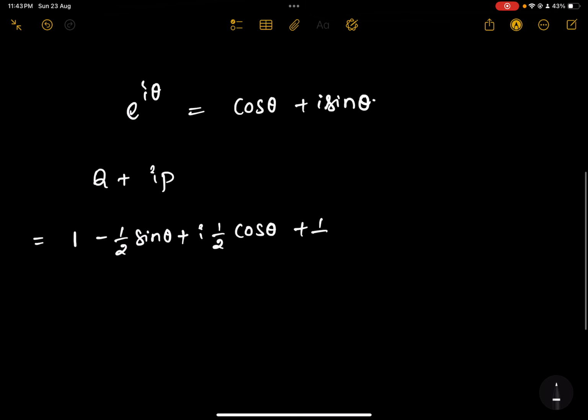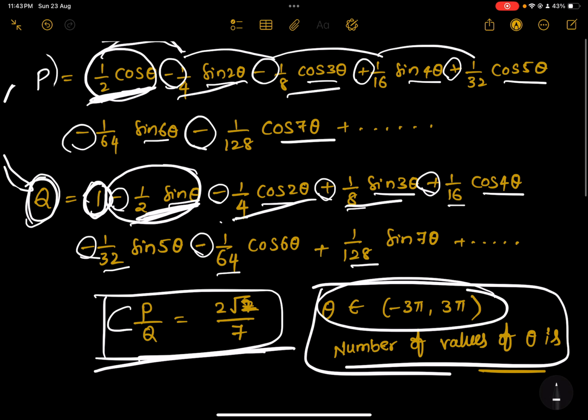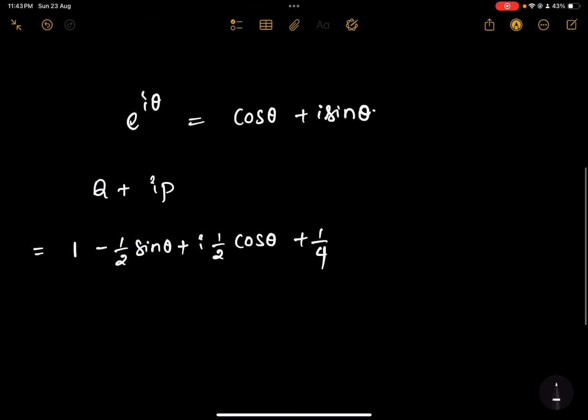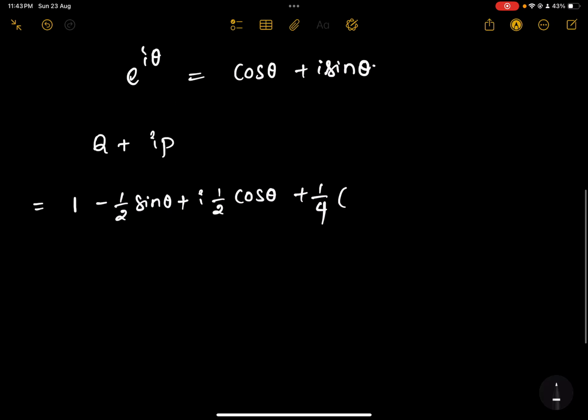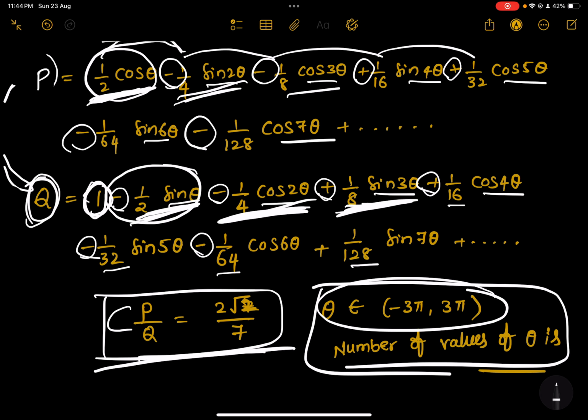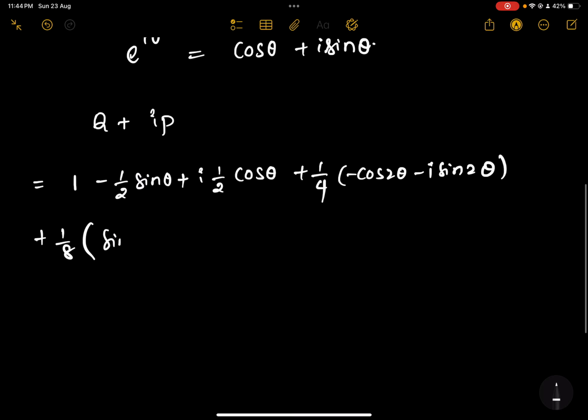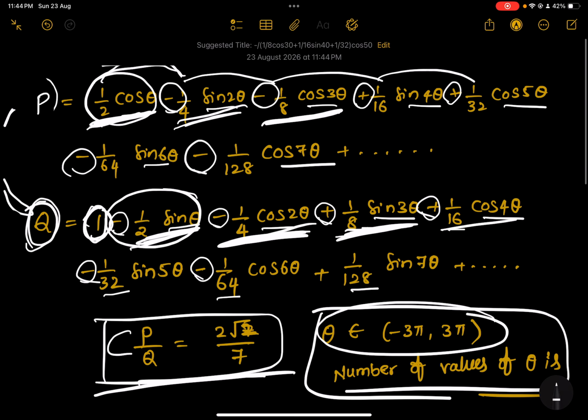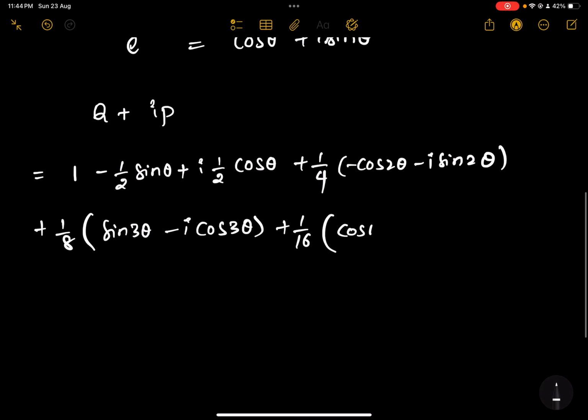Next comes 1 by 4, and so negative cos 2 theta, negative sine 2 theta. All right, so minus cos 2 theta minus i sin 2 theta. Plus 1 upon 8, and with 8 you will get sin 3 theta minus i cos 3 theta. Plus 1 upon 16, and with 16 you will get cos 4 theta plus i sin 4 theta.